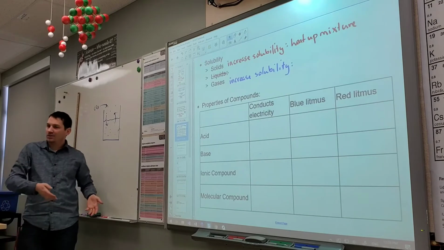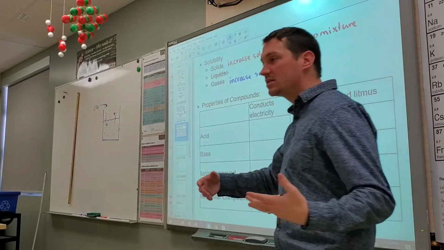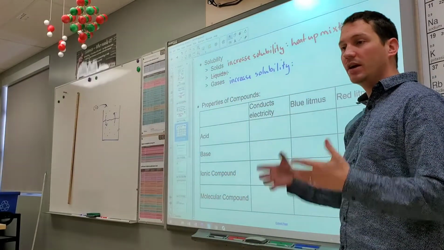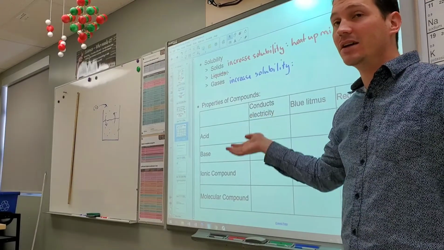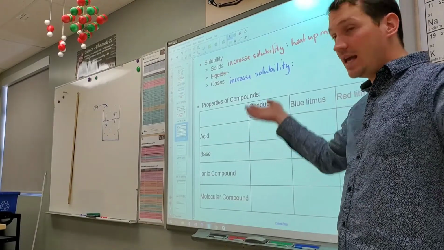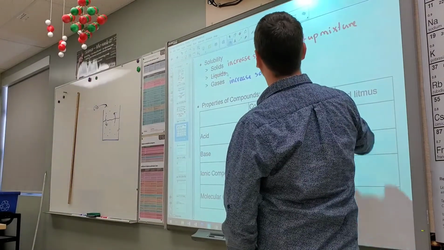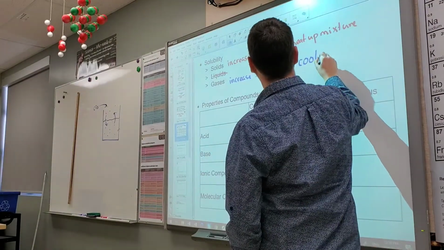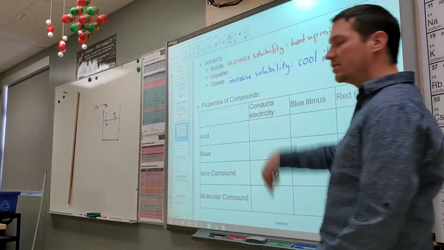Put it in the fridge. So you want to keep your pop in the fridge. Does that make intuitive sense? If you put pop in the fridge, it'll stay carbonated for longer. If you leave pop out in the sun, is it going to go flat faster? Yeah. It's going to be gross too, so you don't want to do that. To increase solubility of a gas, you want to cool it down. You want to decrease the temperature.